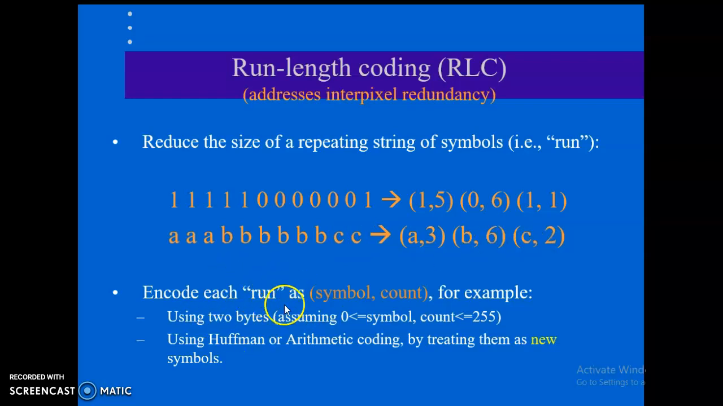Encode each run as a single count, for example using 2 bytes, assuming 0 less than or equal to symbol, count less than or equal to 255, using Huffman or arithmetic coding by treating them as new symbols.